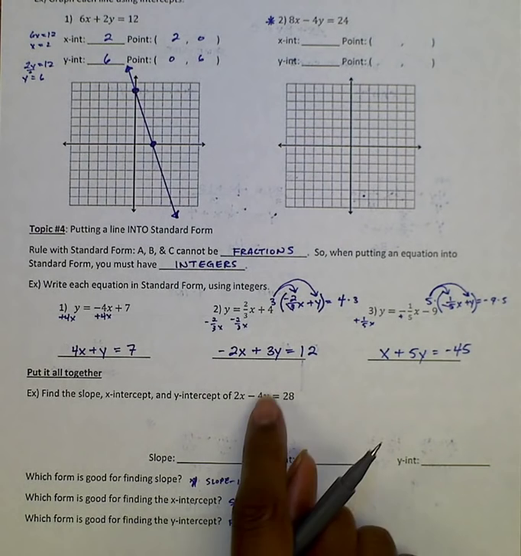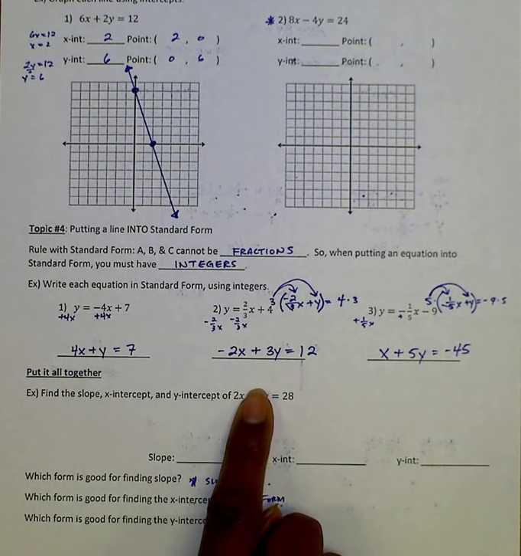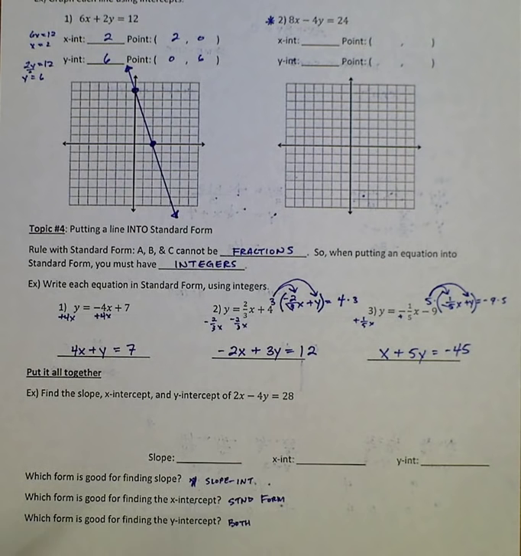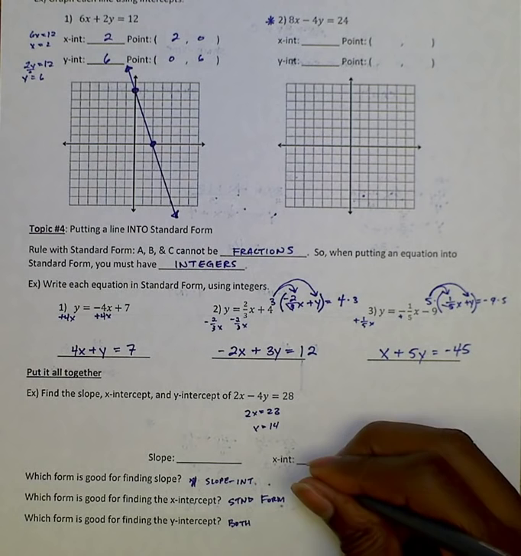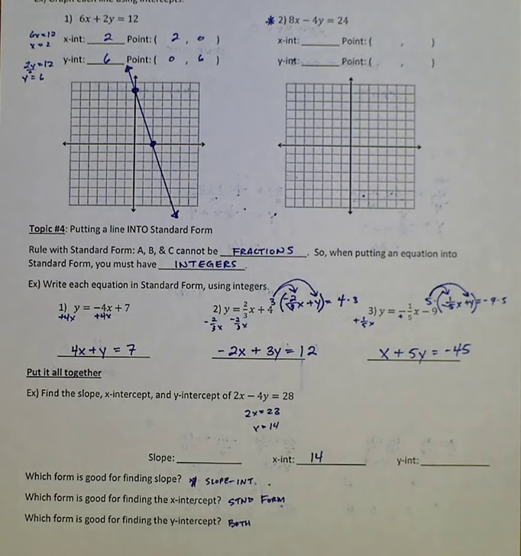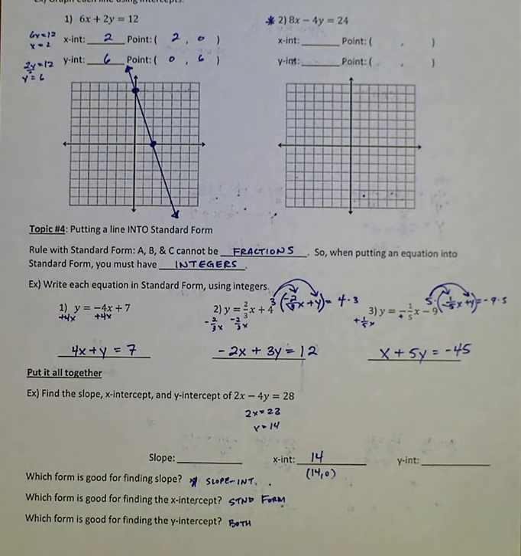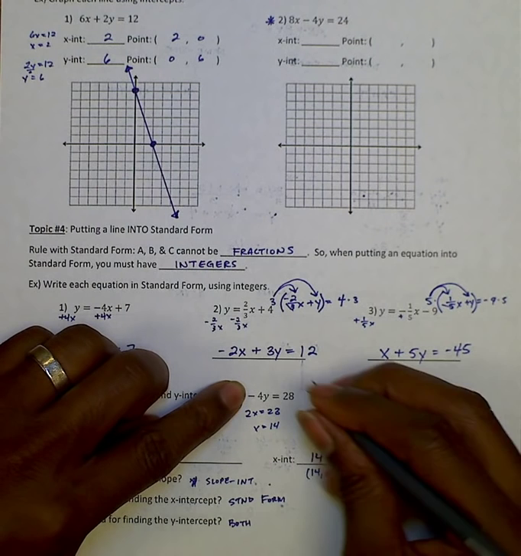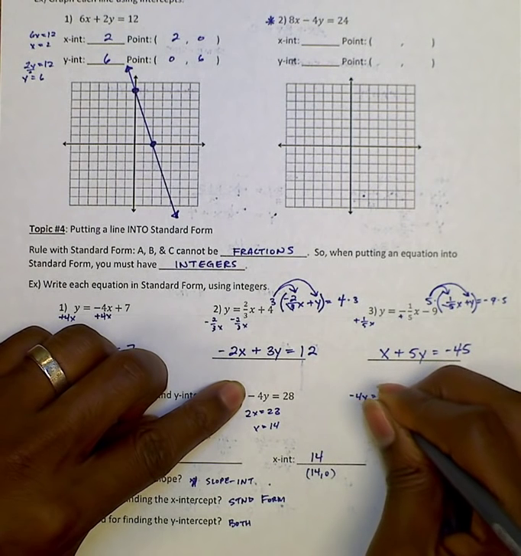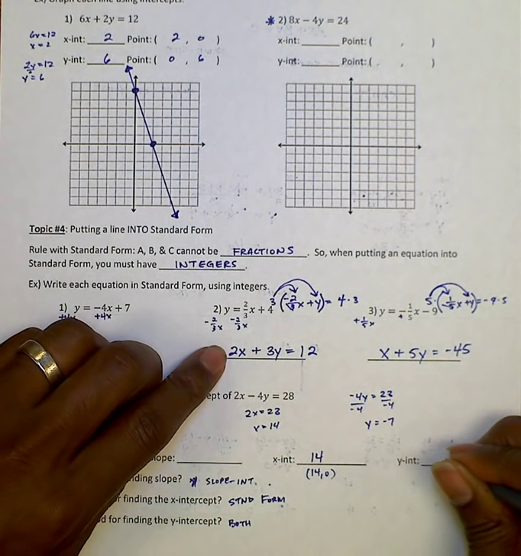Since this is already in standard form, I'm going to use standard form to find my x-intercept. So I have 2x equals 28. And then I solve that. That'll give me x equals 14. My x-intercept is at 14, or I can say (14, 0). Okay. I can do the same thing with my y-intercept. Cover up the x. Negative 4y equals 28. Divide by negative 4, and y will give me negative 7. So then at negative 7, or (0, negative 7).